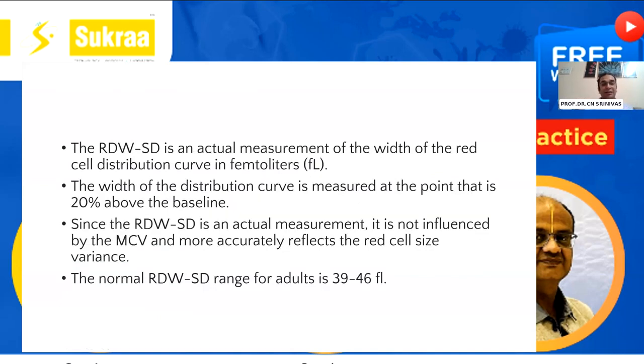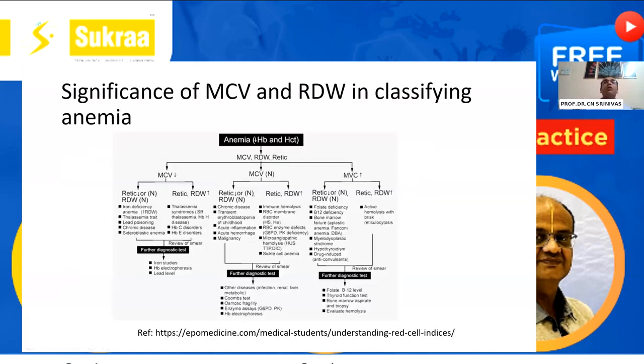Having said that, RDW SD, as I told you, is the actual measurement of width of red blood cells in femtoliters. It's kept at a cutoff of 20% above the baseline. So the normal value of RDW SD can vary in different resources. One resource we follow is 39 to 46 femtoliters. So this is how you can utilize it now.